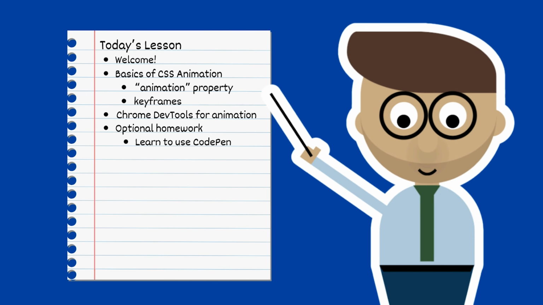In today's lesson, we'll cover the basics of CSS animation, including the animation property and keyframes. Then, we'll take a look at using Chrome's developer tools for animation, and finally, I'll introduce an optional homework assignment you can do in CodePen. By the end of this video, you'll know enough to write your own animations.